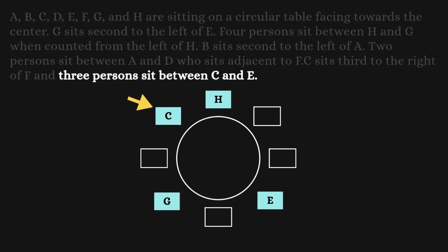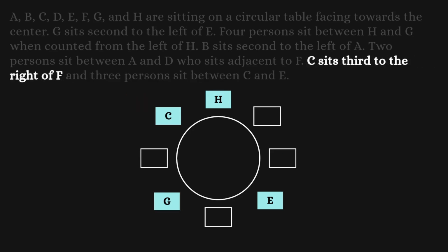Next, we'll come to this statement. C sits third to the right of F. The same statement can be understood as F will be sitting third to the left of C. Since C is sitting facing the table, this would be the left side. First, second and the third left would be F.